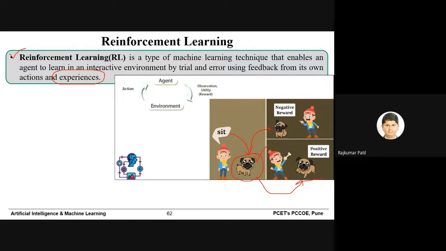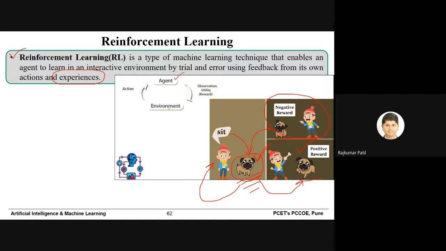That agent, that machine learning algorithm, would be a dog, and it is learning based on your orders. Over a period of time, he will understand your orders and he will try to get a positive reward out of it. Initially, during the training period, he may get a negative reward. Okay, so this is a continuous process.